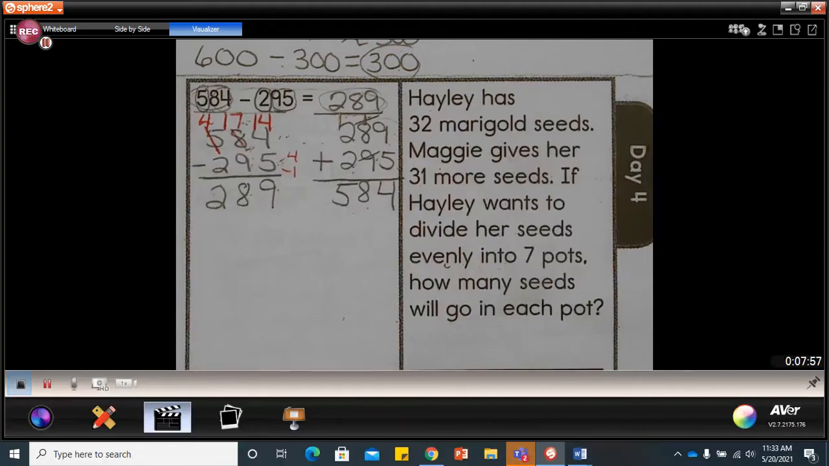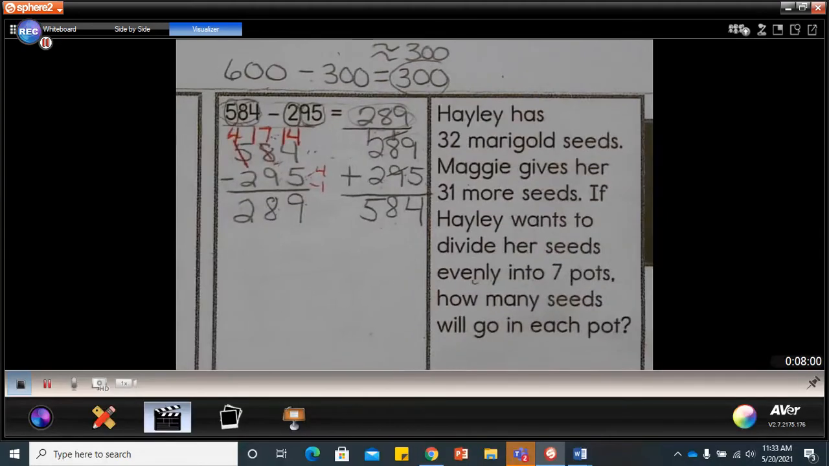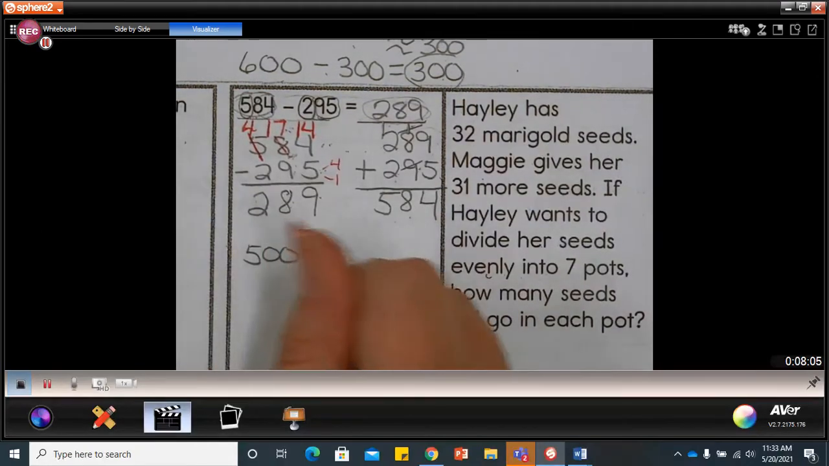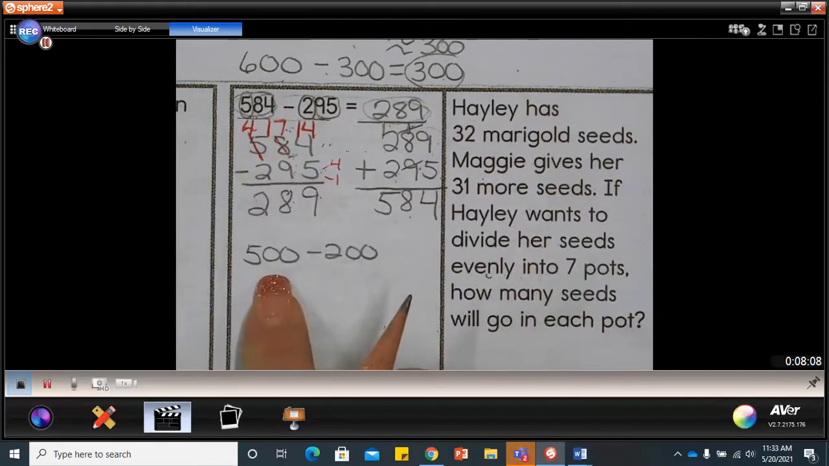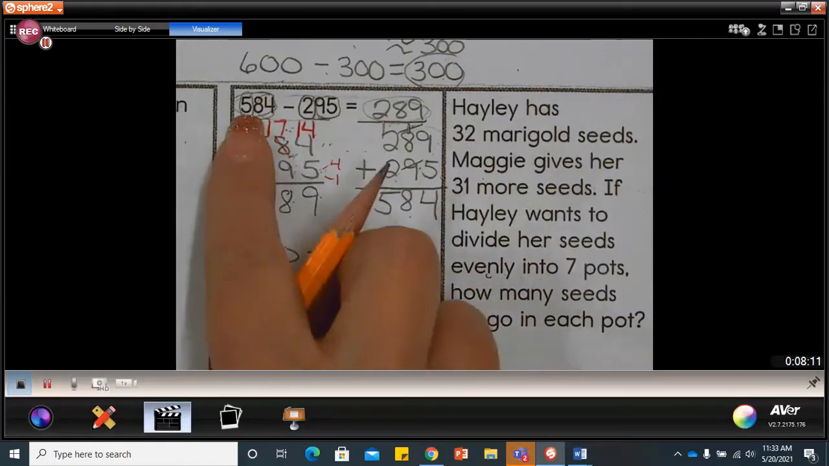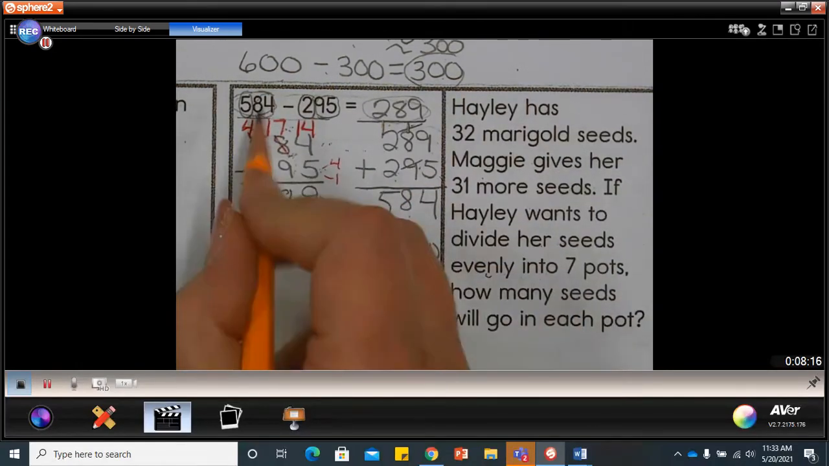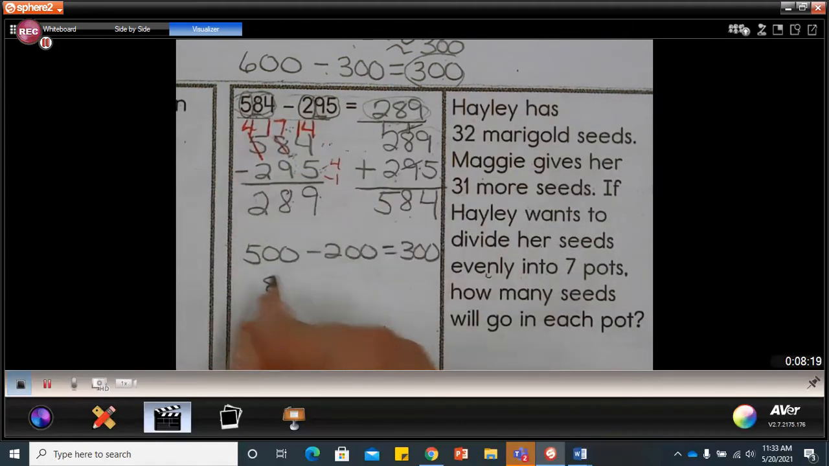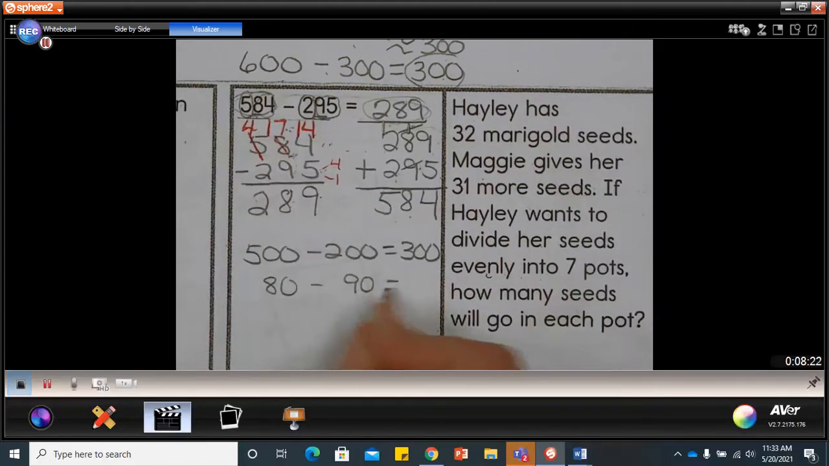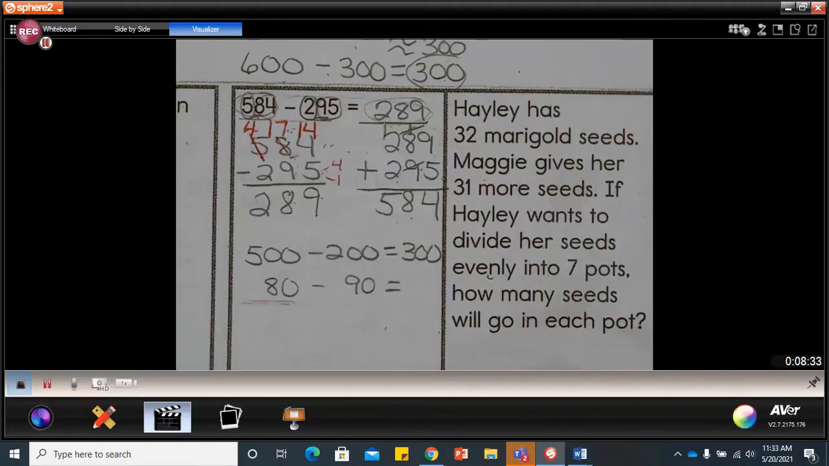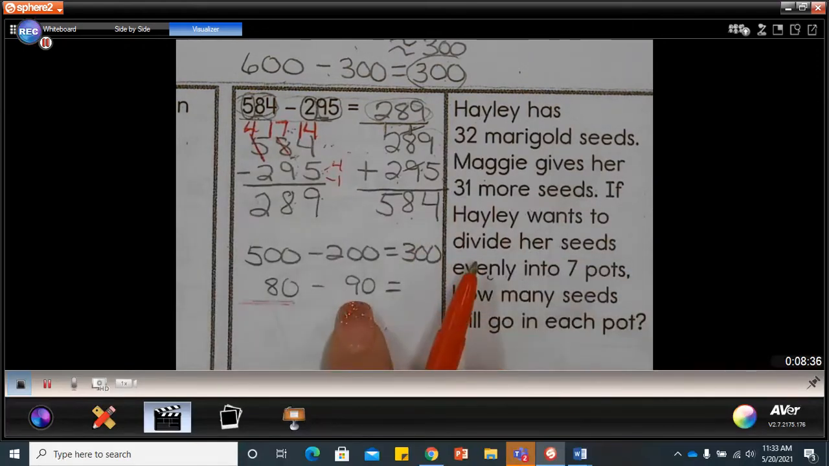Now, another way that you could have done this is you could have taken each place value and subtracted. So I can take my hundreds and my hundreds place here and here and subtract them. That leaves me with 300. Now I can take my tens, which is 80 and 90, and now I can subtract. What do you notice? Right, you don't have enough here to subtract. This is almost 100, isn't it?